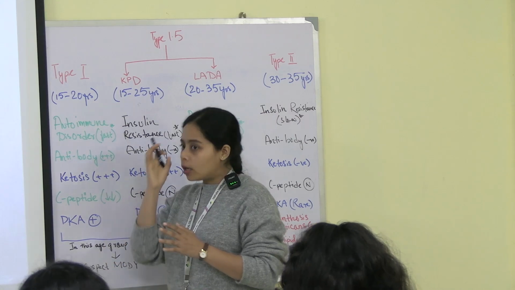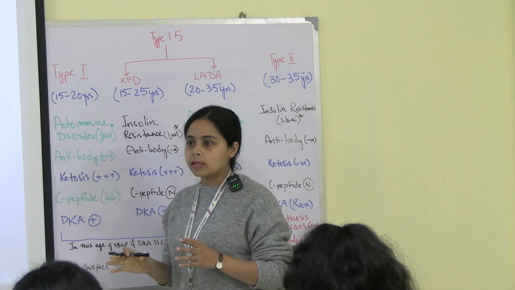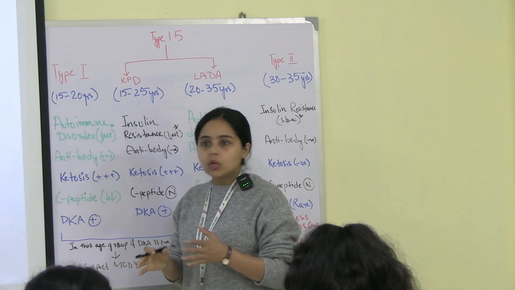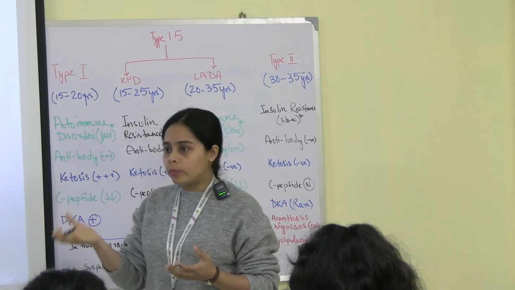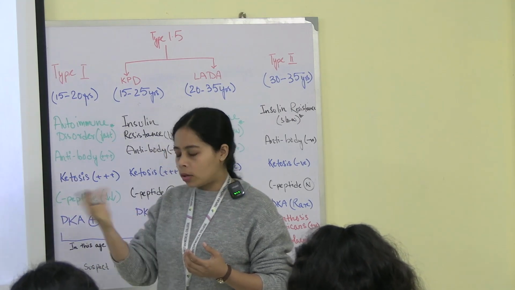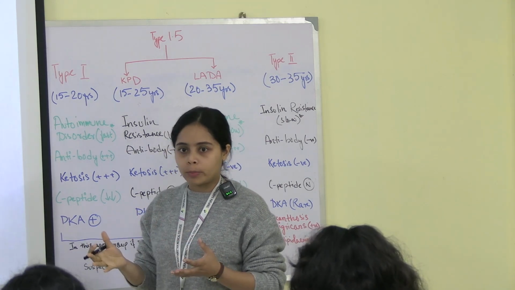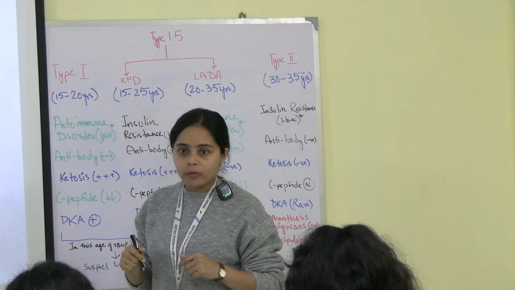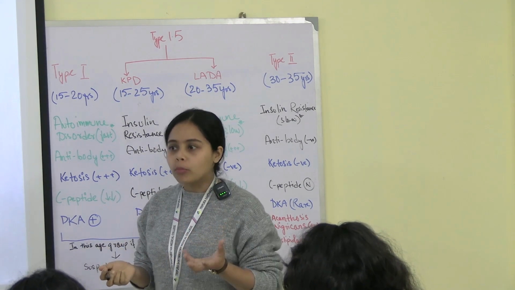Why? Because the antibodies have killed the beta cells, so obviously there is no insulin. So when the 16-year-old takes glucose, will it get digested? Will metabolism take place? It will not take place. But the body needs energy to function, right? So what will the body do in that case? Fat metabolism will be there.